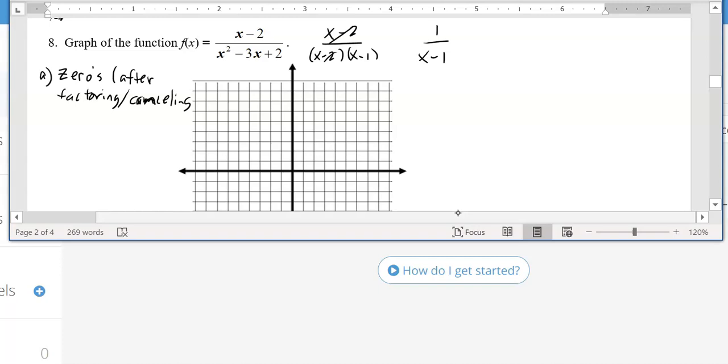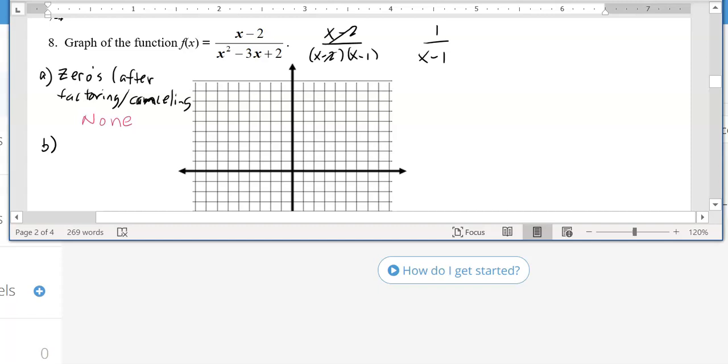Okay, so zeros would be numbers that make the numerator 0 after, notice, after doing factoring and canceling. Well, after factoring and canceling, I end up with a constant in the numerator, and that's never going to be 0. So that tells me that if I don't have zeros, that means I'm never going to cross the x-axis at any point. All right, so we can move on to letter B.